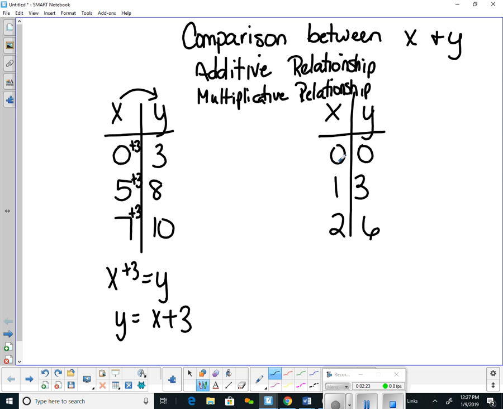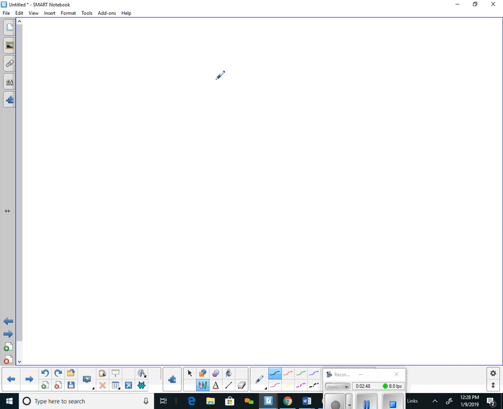We need to go back and see if I can multiply. 1 times 3 and 2 times 3 gets me my y. So if this was x, I would be multiplying by 3 to get y. Now remember, your coefficient needs to be in front of your x. So we have y equals 3 times x. Okay, let's look at another one.